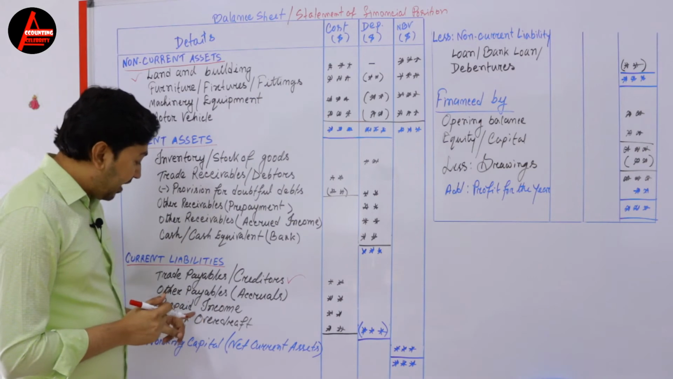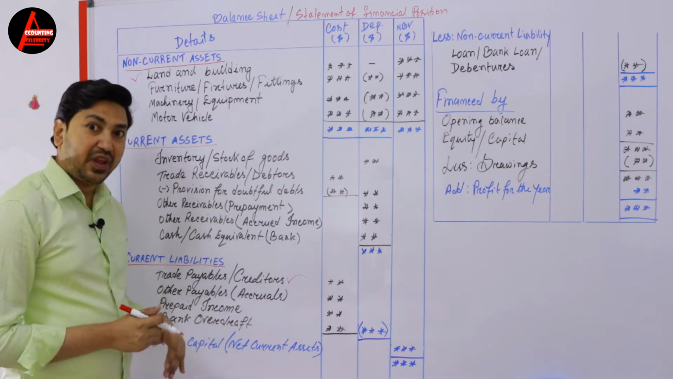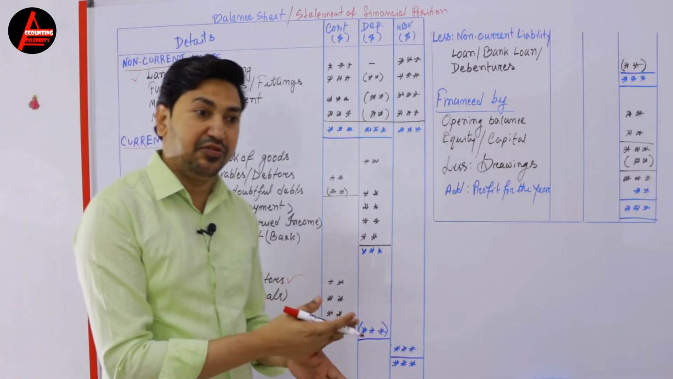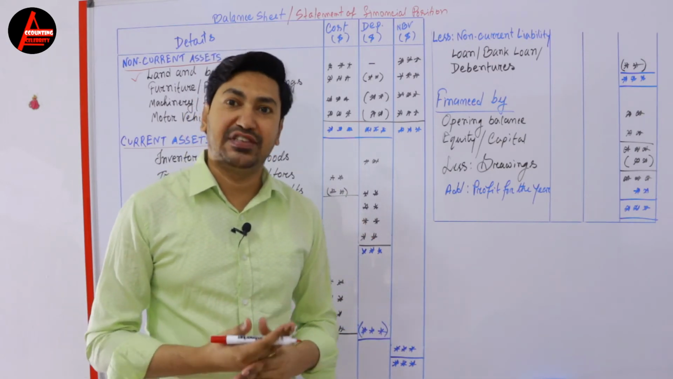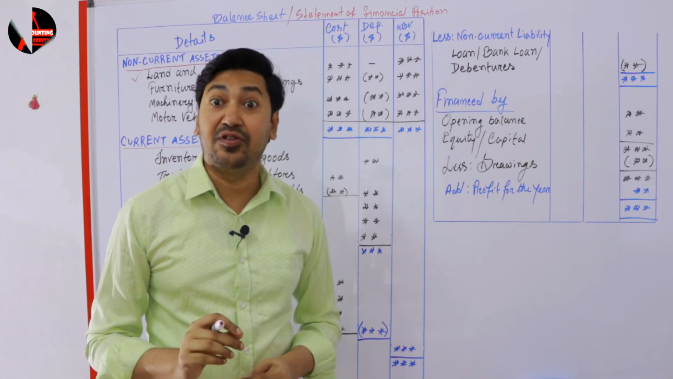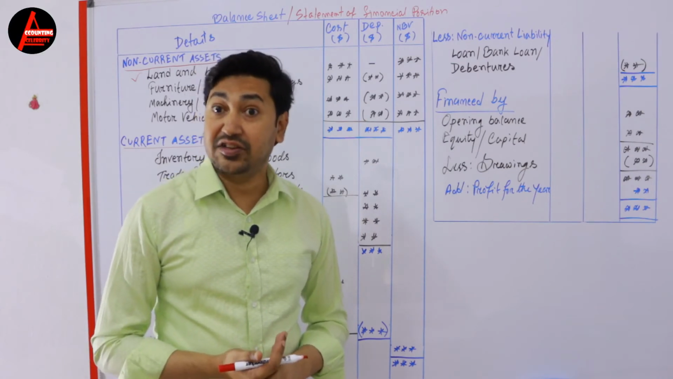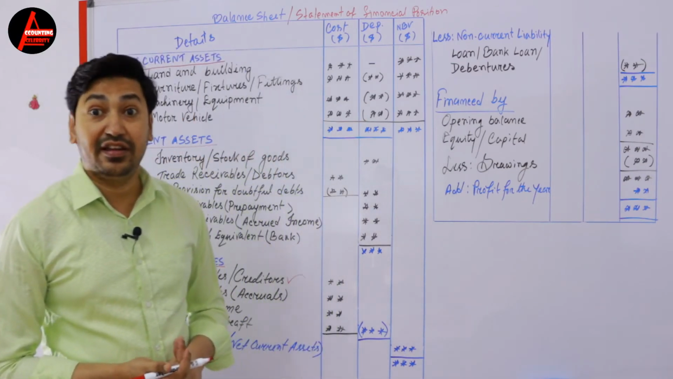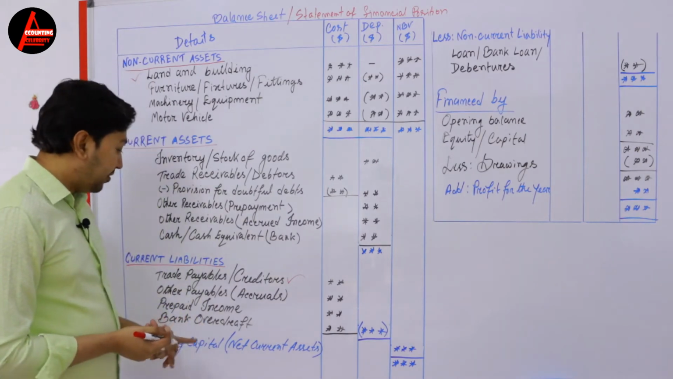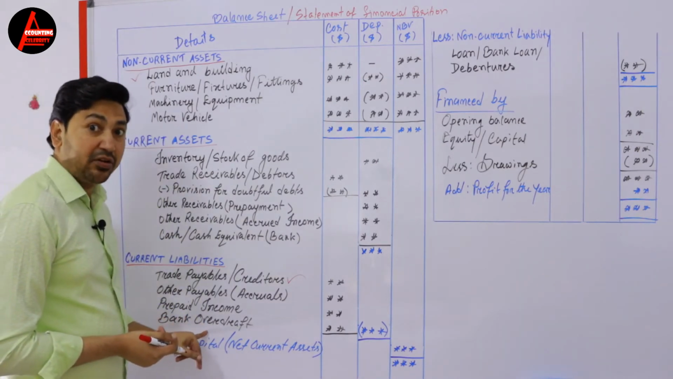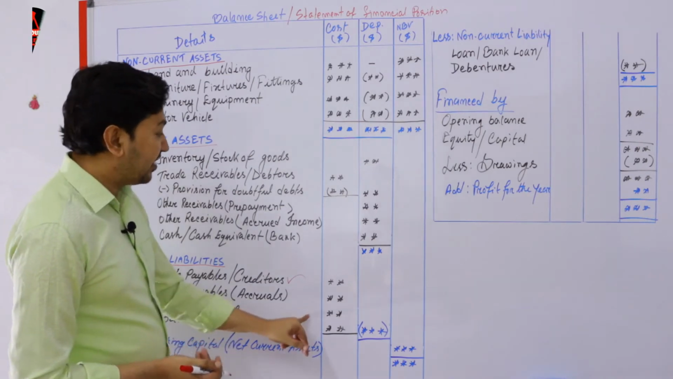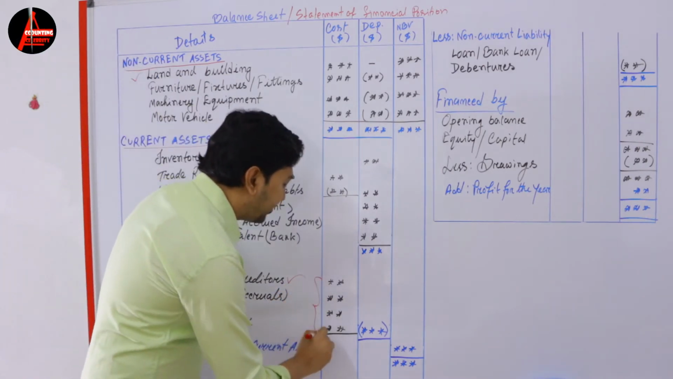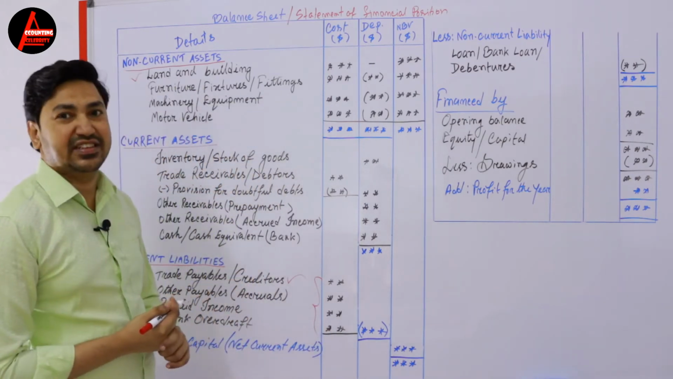Then prepaid income. Some income you receive in advance, you are not supposed to receive it yet, but you received it in advance, and it is not due to get paid. In this case it is also a current liability. Then bank overdraft. Bank overdraft is a common item. It is also a current liability. Basically these are the items in the current liability section.